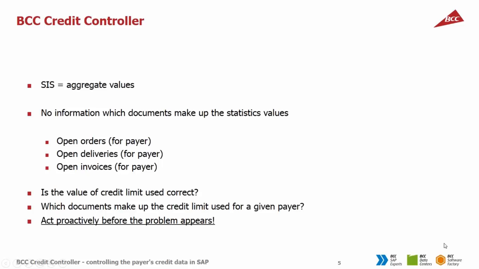So, in the sales information system, the data about open documents is only available as aggregate value. We don't know, as I said earlier, which documents make up the statistical value. It happens that the part relating to SAP does not work properly. The structure of the sales information system is exposed to the problems associated with the deterioration of performance or errors in the system. This is due to the fact that the statistics are given the lowest priority in the system.